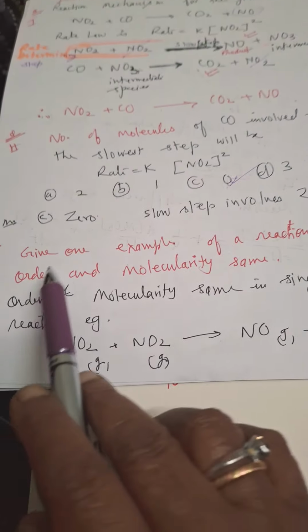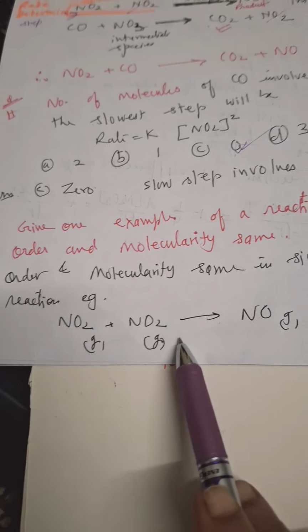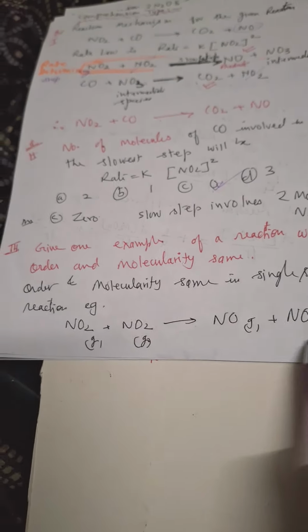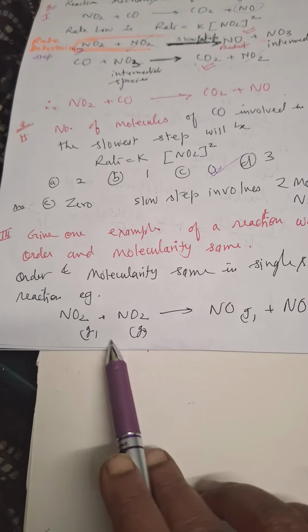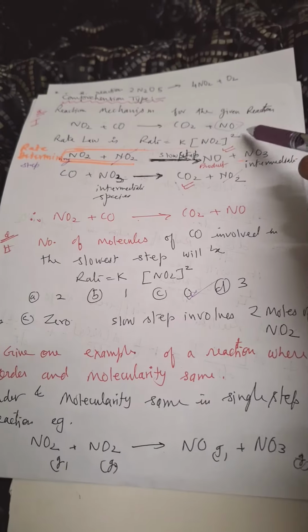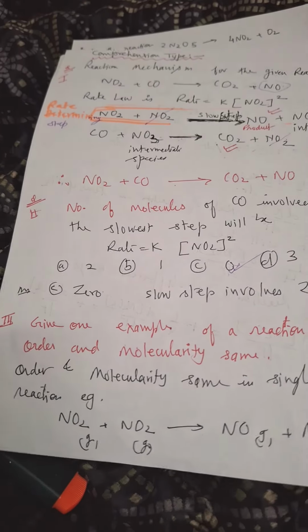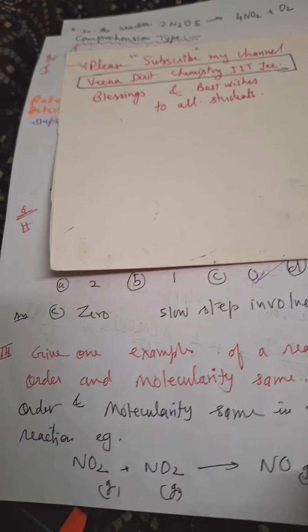Now in this case, give one example of a reaction where order and molecularity are the same. So NO2 plus NO2 gives you NO plus NO3. It doesn't matter that it is an intermediate. But 2 moles of NO2 are required, so molecularity is 2, and we have seen that the order is also 2. So this is a comprehension type structured question, and they will always ask it in competitive exams.